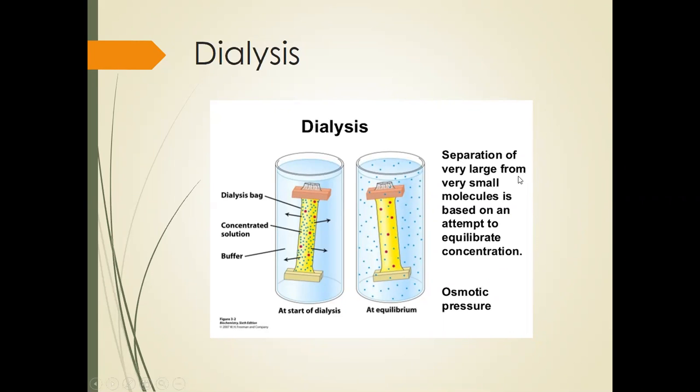So separation of very large from very small molecules is based on the attempt to equilibrate the concentration. This is concentrated, so the small molecules will diffuse through the membrane of the bag, and some of the small particles inside your concentrated solution will transfer to the buffer solution outside, in an attempt to equilibrate both solutions. So as mentioned in the start of the definition of membrane separation, there are always no sharp separations. As you can see, there are still remaining small particles inside your dialysis bag, and there's no such thing as a complete separation in any naturally occurring separation process.